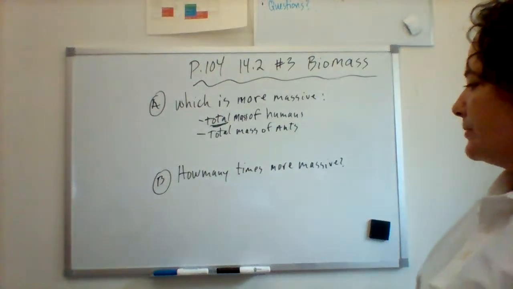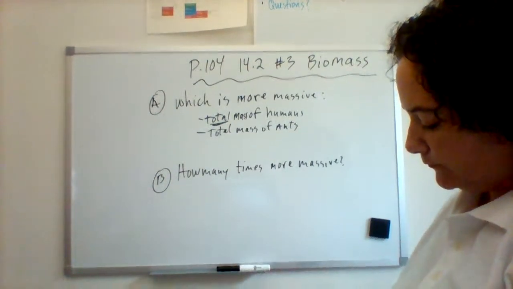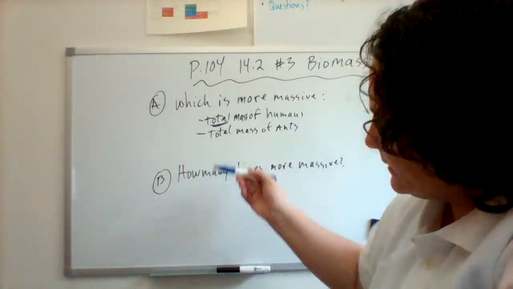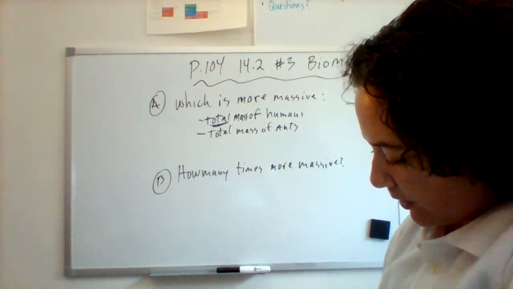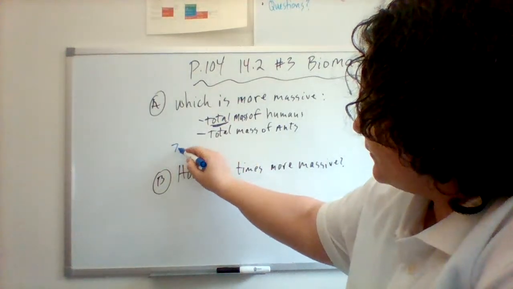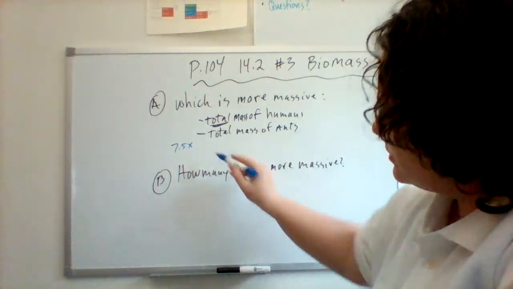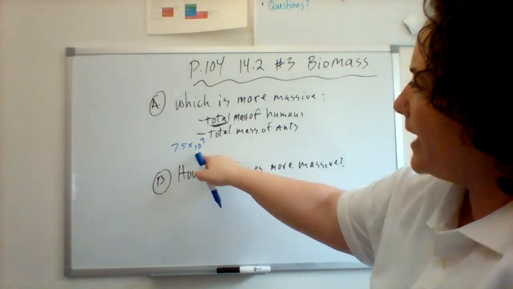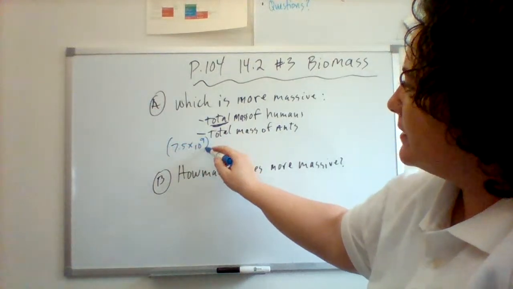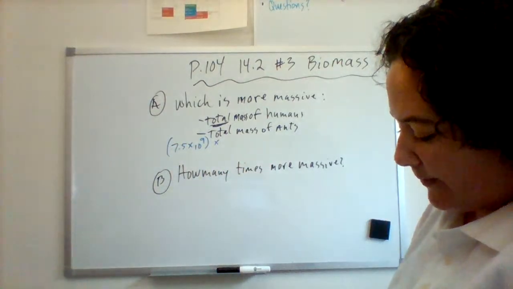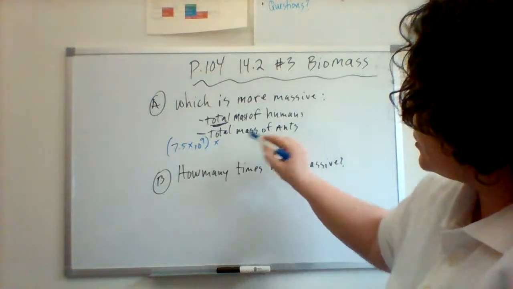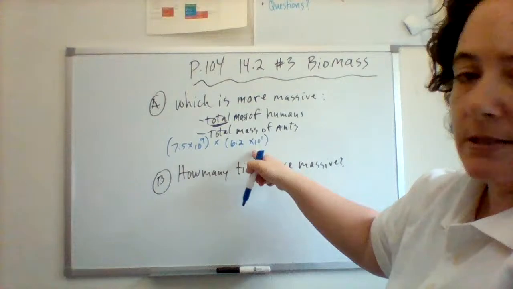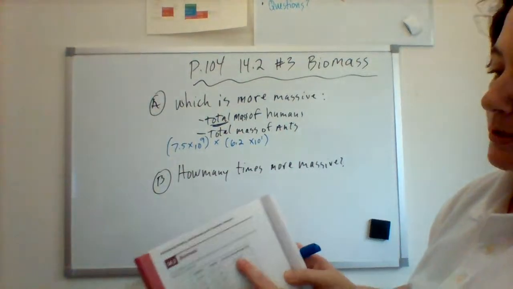So for example, humans. For humans, it says that the number of humans would be 7.5 times 10 to the 9. That's how many humans there are in this chart. And they're saying that you have to take this and multiply it by the mass of just one human, which is 6.2 times 10 to the 1. And this is an average, okay? It says mass of one individual.